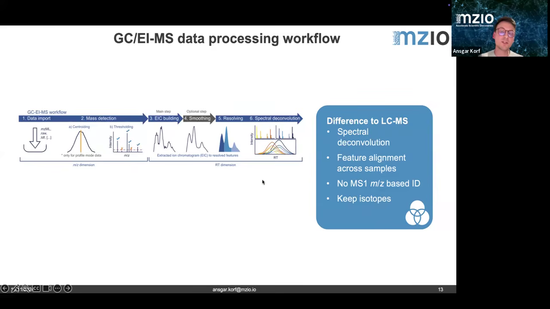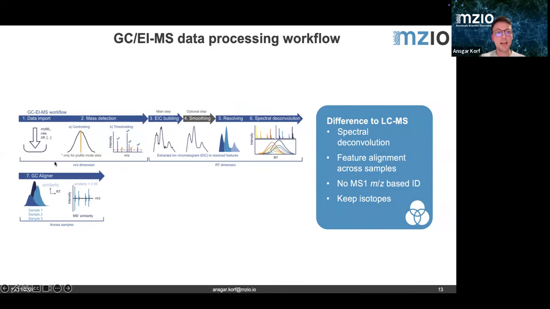The goal here is to recombine them to a deconvoluted spectrum for each compound. That is not easy, but it's possible because they should have the same feature shape due to the chromatographic separation, because the fragmentation happens in the ion source. So that's the first difference to the LC-MS processing.